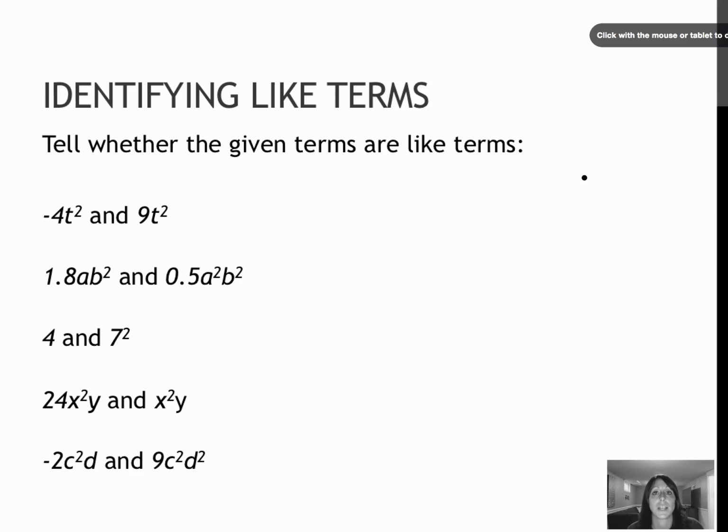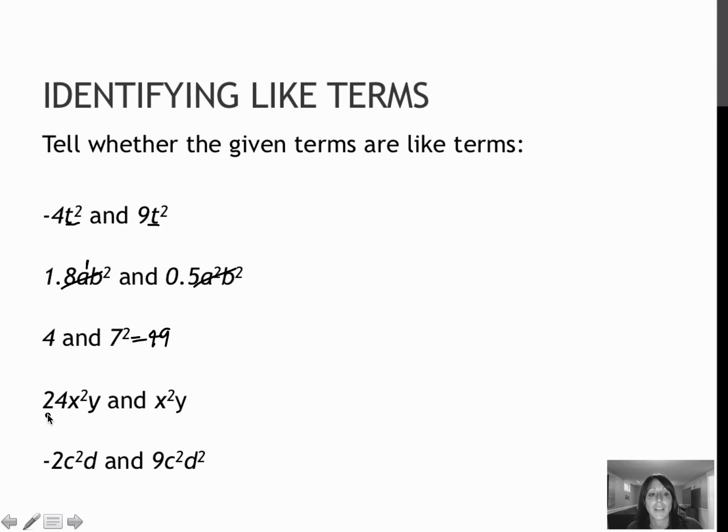So first we're just going to identify like terms. These two terms are considered like terms because it's a t squared and a t squared. These two terms are not considered like terms because this is an a to the first and this is an a to the second, and so they're not like. These two terms are like terms. This is a constant of 4. This is a constant of 7 squared, which we could also write as 49. Those are regular numbers with no exponents or no variables.